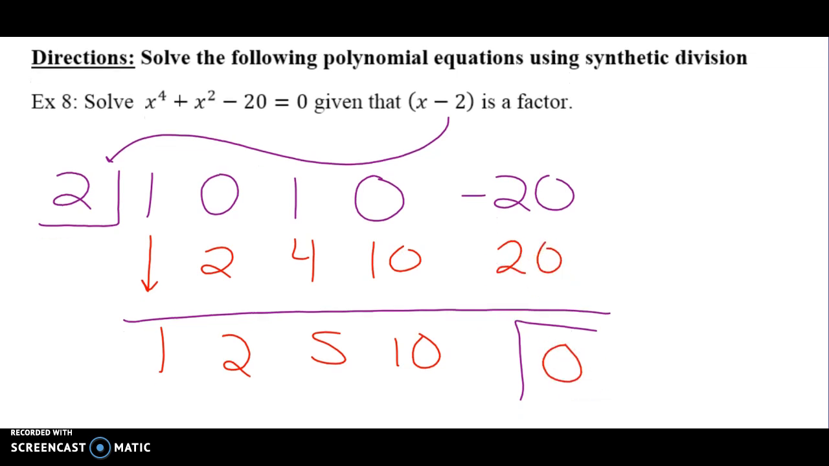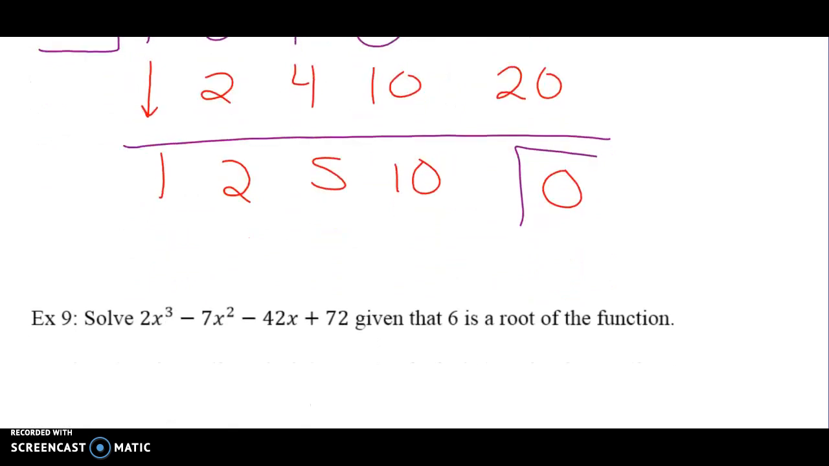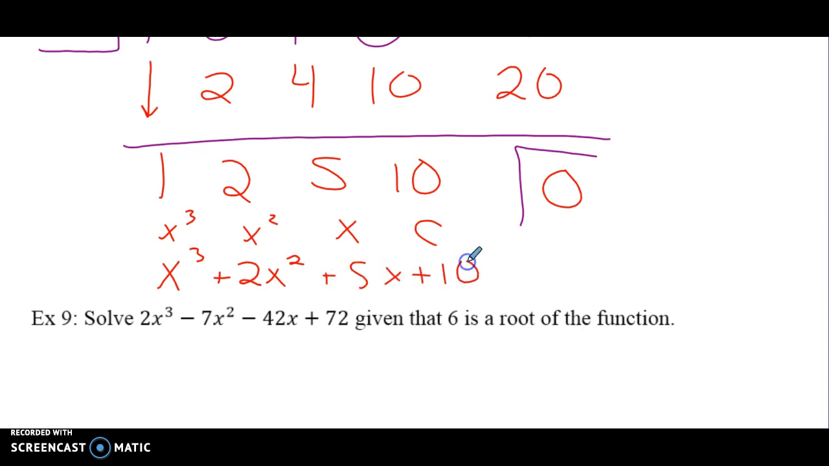Can't you do the half one? So what is my answer? Constant x squared cubed. So x cubed plus 2x squared plus 5x plus 10. And what was the factor they told us to divide by? X minus 2. You have to tack that onto the end. That is a factor.